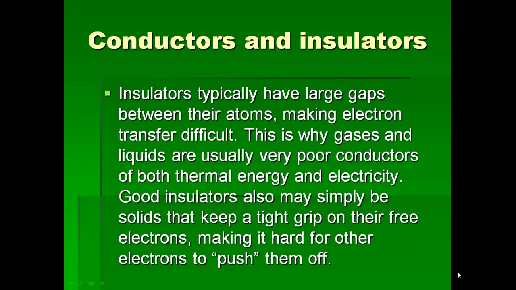Sometimes you can also get good insulators out of objects that, unlike the metals, keep a tight grip on their electrons. Wood, for example, is not a particularly good conductor of electricity. It's quite a good insulator. Its atoms don't easily want to give up their electrons.